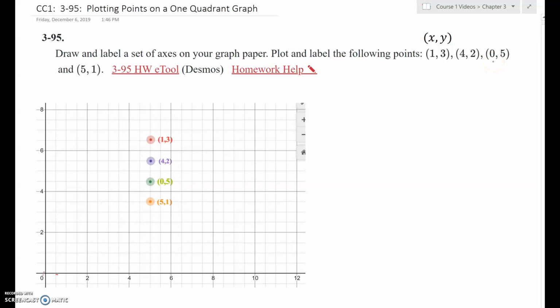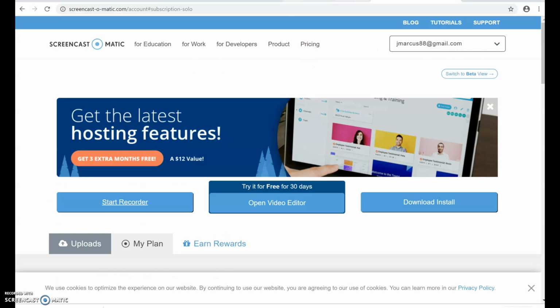It gave you this really nice Desmos eTool, which I brought up here. So I'm going to be using this to show you how to plot these points. What you must know is which axis is the x-axis and which axis is the y-axis. And you have to know that the points go in order of x and then y. So x, y.